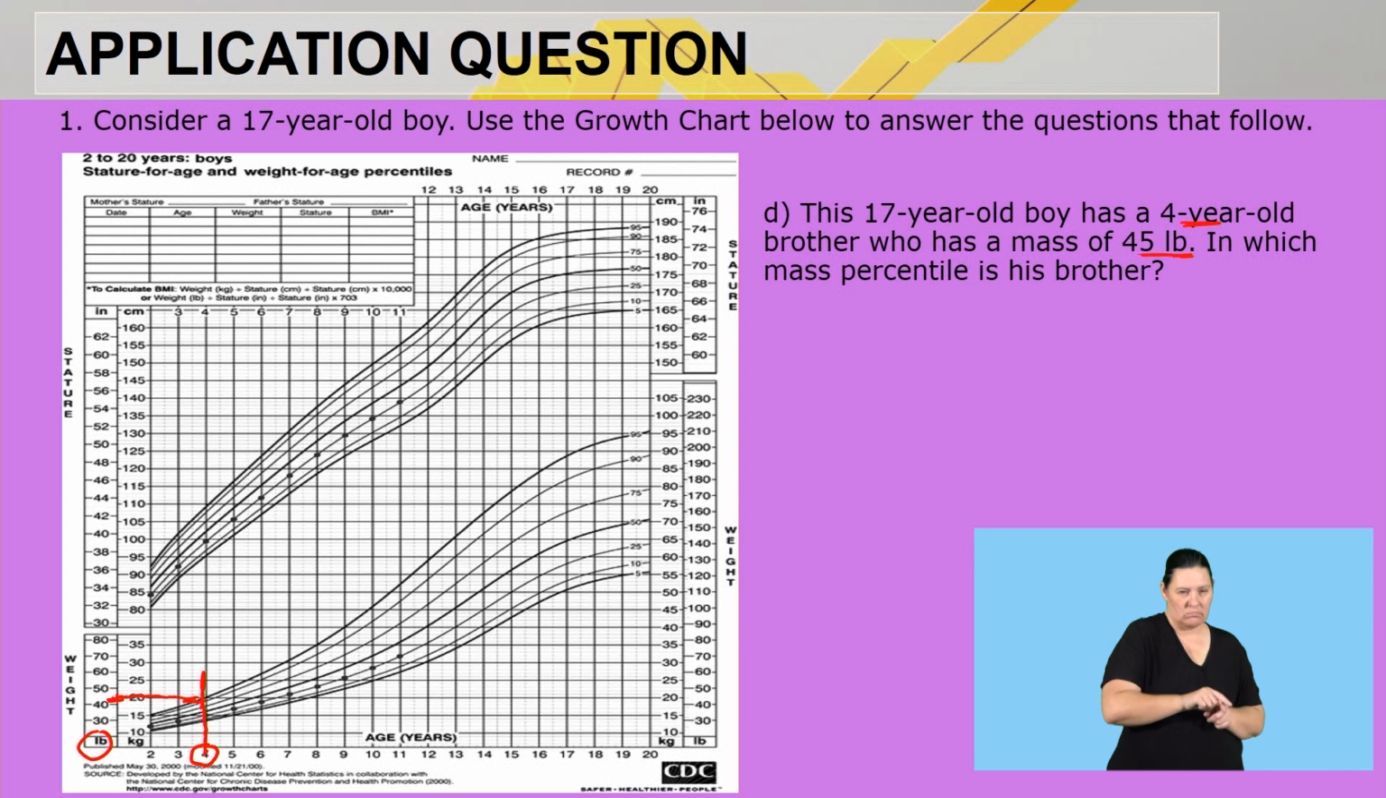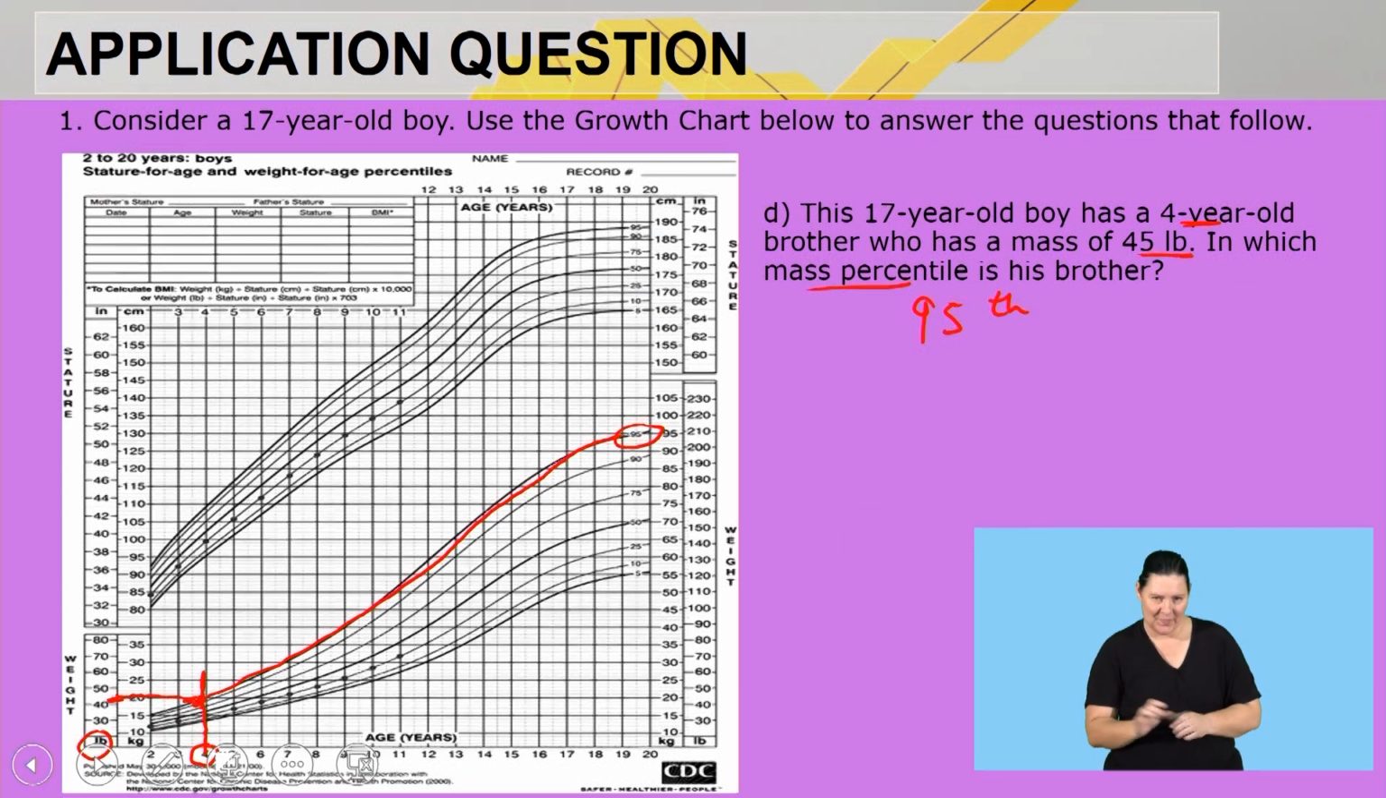So if I follow that curved line, okay, so let's quickly check where do they meet. They meet here. Now I'm going to follow the curved line and to see in which percentile. And you see, so in this case, we will say in which mass percentile is his brother. So his brother will be in the 95th percentile for his mass. Guys, I hope that is clear to all of you.